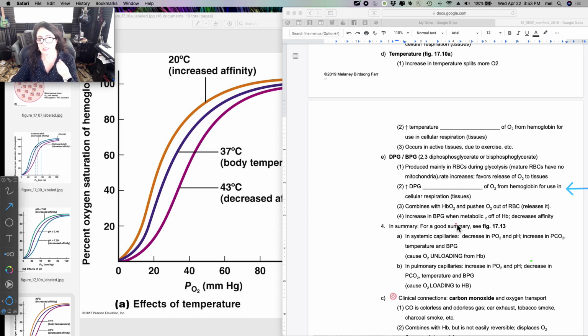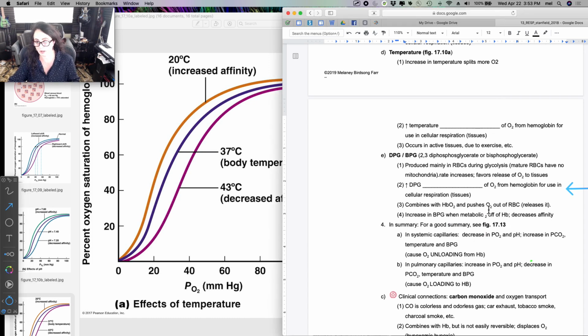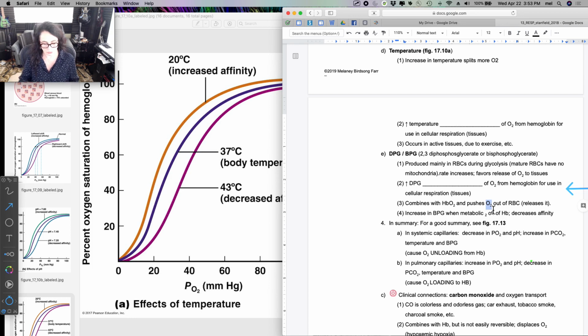So an increase in DPG occurs when metabolic O2 demand increases. And it moves oxygen off of hemoglobin. It decreases the affinity of hemoglobin for oxygen.